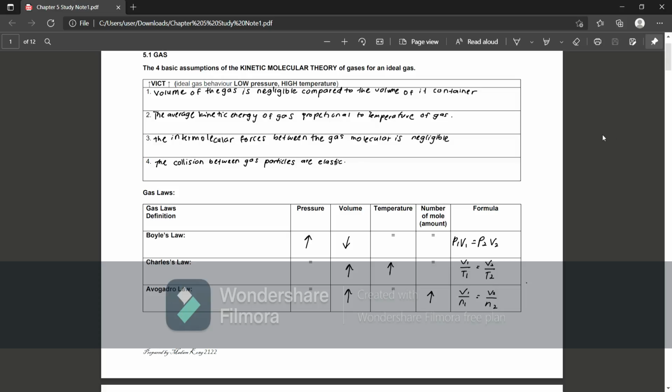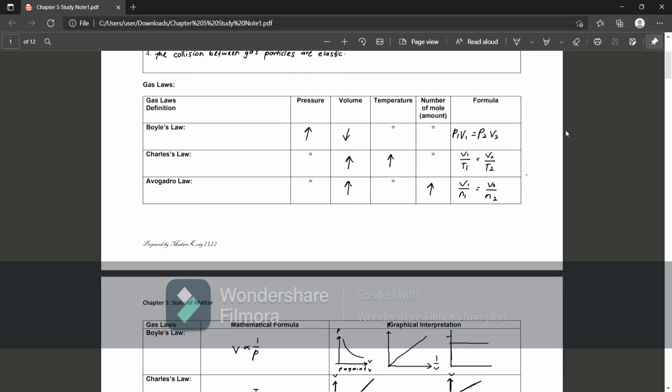The gas laws. There are three types of gas law: Boyle's law, Charles's law, and Avogadro's law. So when pressure increases, volume decreases. The formula is P1 V1 equals P2 V2. Charles's law: the pressure is constant. When the volume is increased, the temperature also increases. So the formula is V1 over T1 equals V2 over T2.